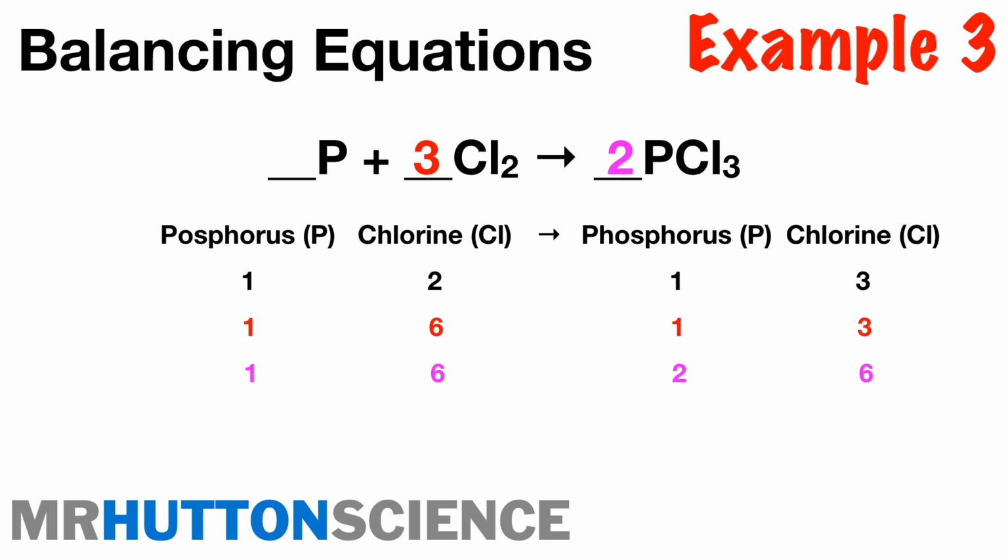So the phosphorus is now the element that is not in balance. So we need to somehow get 2 phosphorus on the side of the reactants. And you guessed it, that's right. We're going to put a 2 in front of the P there.